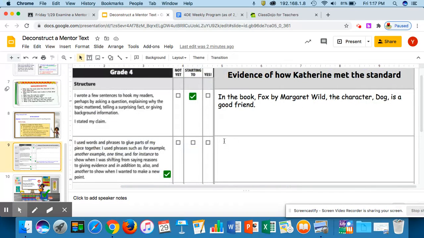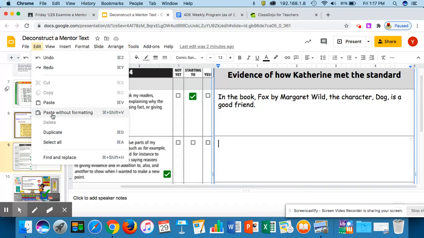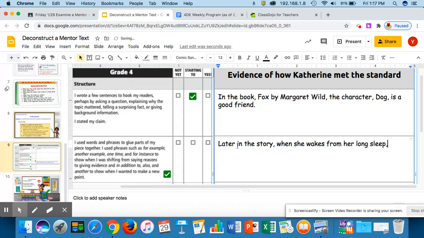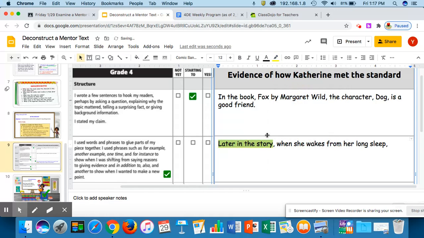And when I go back here, I'm going to remember that when I paste, I want to paste without formatting so that it fits in this space. I might even want to highlight that this is the transition phrase. So I'm going to highlight that transition phrase. Okay. I could even highlight up here where she states the claim, dog.